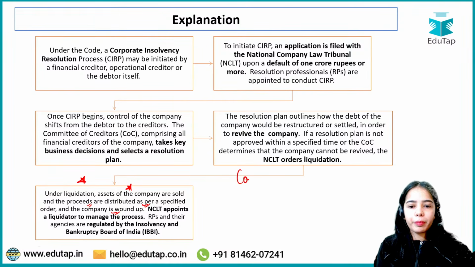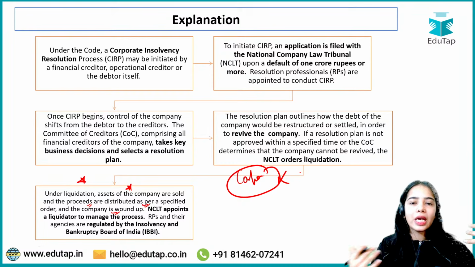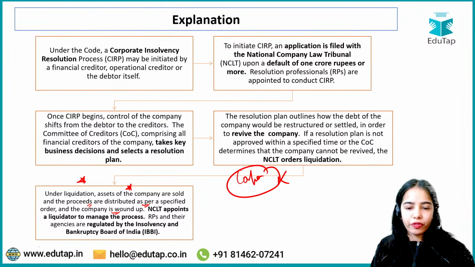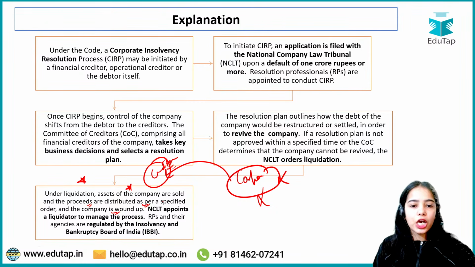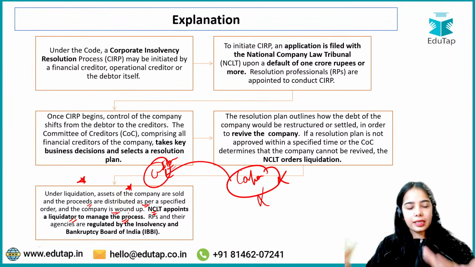Okay, so we are not able to revive the corporate, we are not able to gather the money, the plan cannot be formed for this corporate because it is so much down under the water, and that's why we have to liquidate the corporate to get at least partial money for the creditors. Okay, so the company is wound up. NCLT appoints a liquidator to manage the process of liquidation, selling the assets and such.